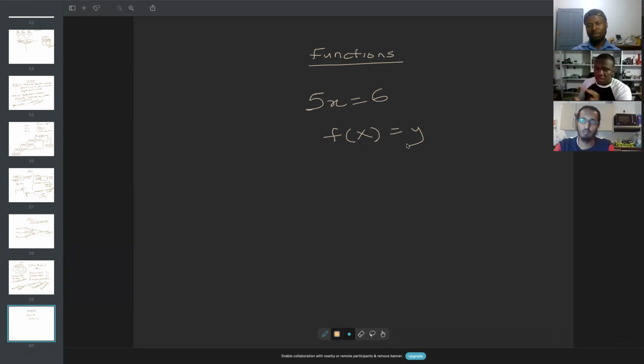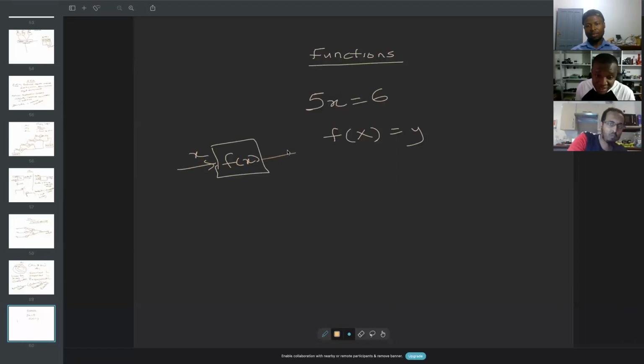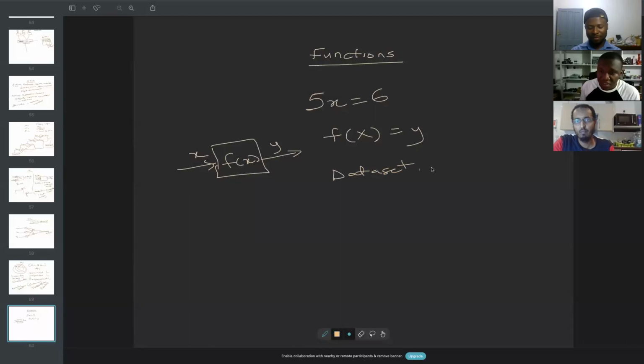Well, it is telling you that, think of the f as a black box, okay? As a black box. So this is your f of x, the function. You put in x, something happens to that x, it gives you y. Before I explain the mathematics to you, there is something called data set. There is something called features. I need to explain that to you.